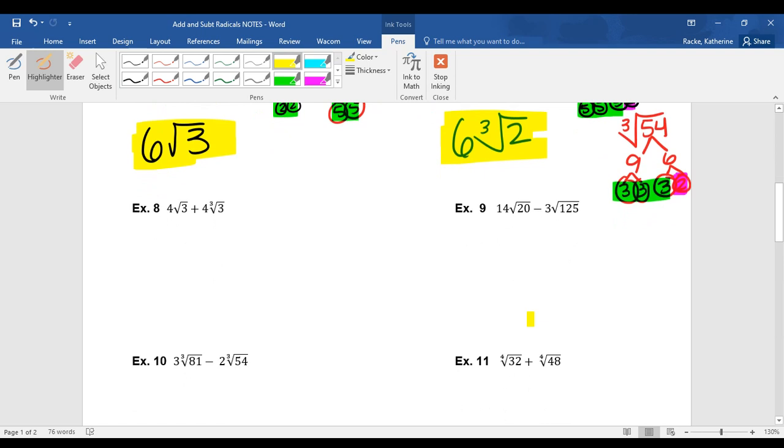I have 4 square root of 3 plus 4 cube root of 3. Okay, let's look at this. I have a square root and a cube root. Can I do those? No, they have to be the same radical, so not possible. Okay, it's just simplified and this is your answer. So we'll actually just leave this as our answer. Okay, it's already simplified, so there you go.